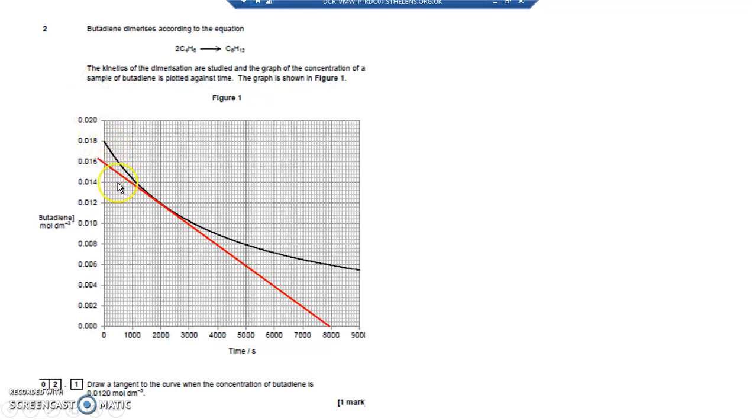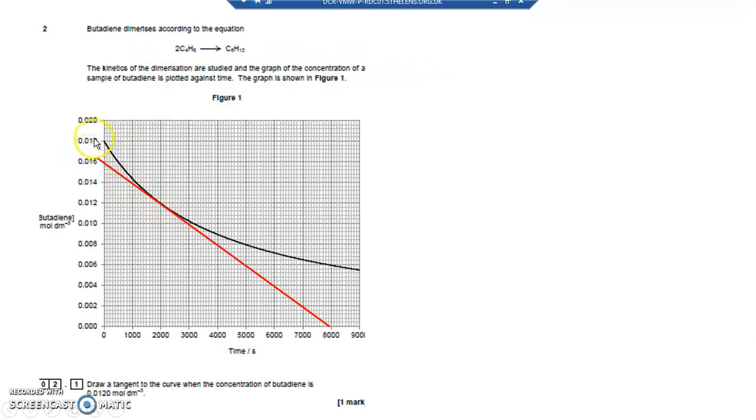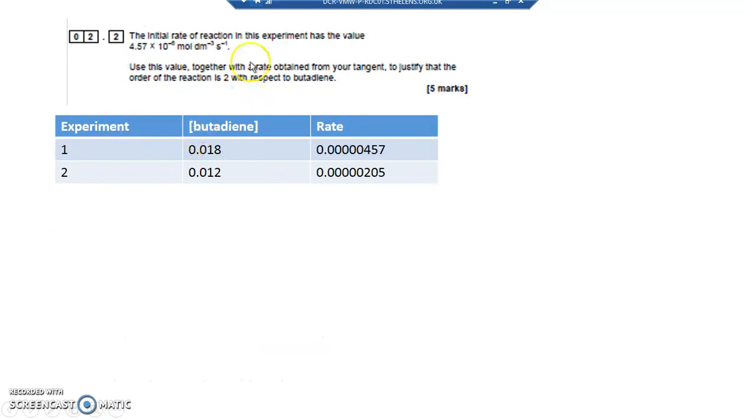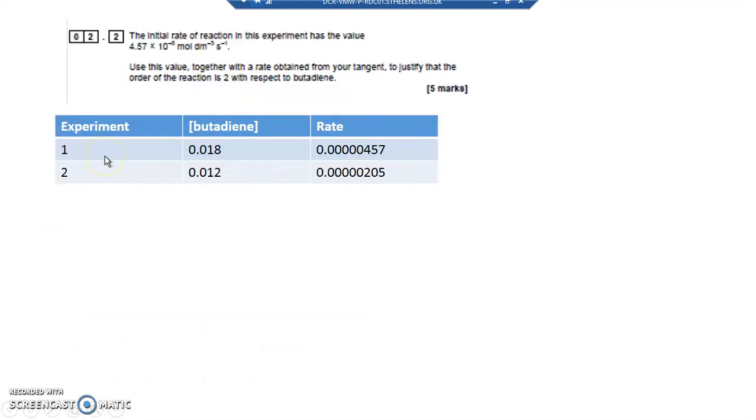Now it tells me the gradient of the tangent at this concentration of 0.018 is this, because the rate equals the gradient of the tangent. So the gradient of the tangent here at 0.018, or the rate, is this value here. So the concentration of butadiene, 0.018, at the initial time 0, has a rate of 0.000457, or 4.57 times 10 to the minus 4. And these are the gradients of the line, the tangent to the curve.